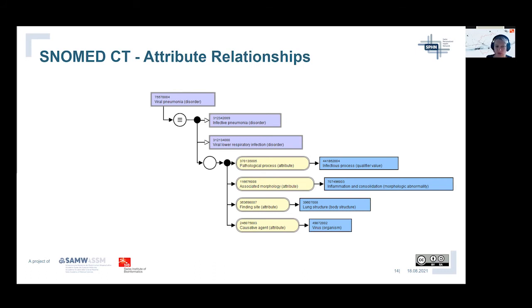For example, viral pneumonia has a pathological process, which is an infectious process. And this is part of the definition, in addition to the hierarchical relationships, like that viral pneumonia is a child of an infective pneumonia, here depicted in the lilac boxes. Now, the feature of those attribute relationships enables us to uncover information that's hidden in the data.